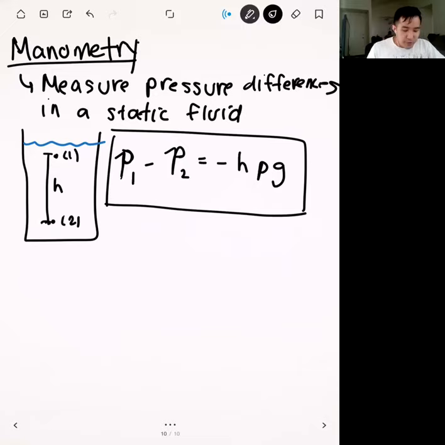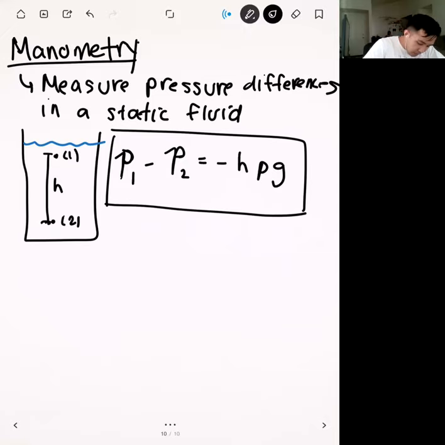And so the pressure difference between these two will just be minus h, which is their height difference, times rho times g. Basically, whenever you're moving vertically in a static fluid, you have to account for the pressure differences, and the way that you do that is with this equation.